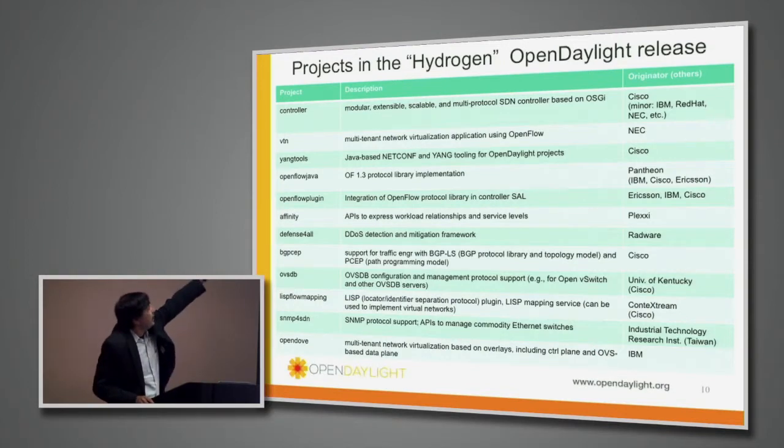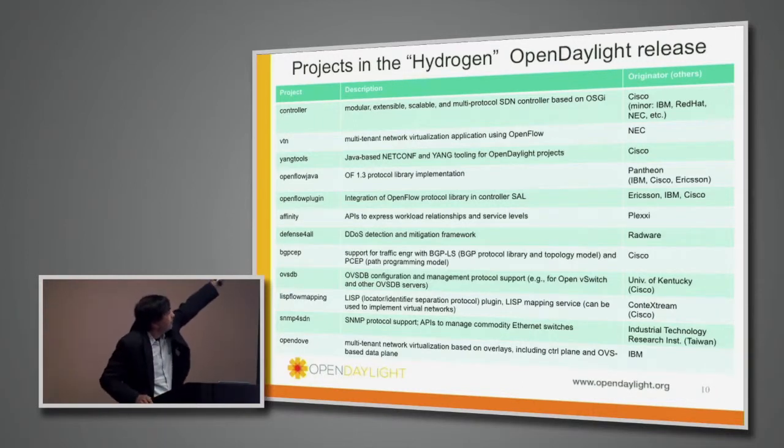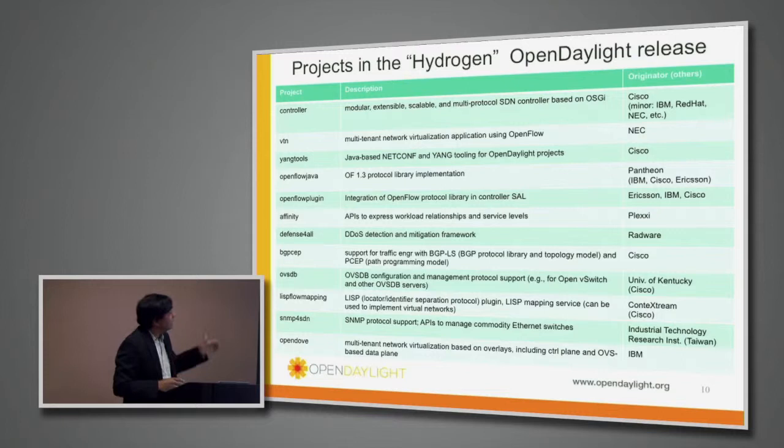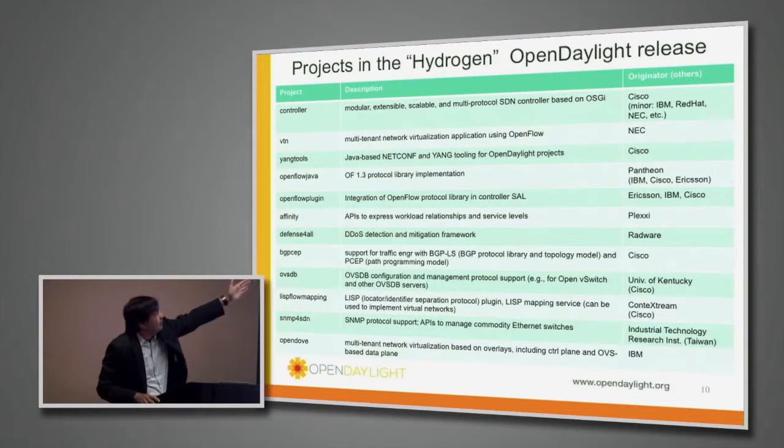So in December, we will have obviously the controller, which is a key component, an enabling component. But then there's a set of applications, things like the VTN application that NEC is bringing forward, things like OpenDove that IBM is bringing forward, the Defense for All that Radware is bringing forward. These are all things which are going to be running as applications on top of the controller, integrated in with the controller. And a set of southbound interfaces, so things like different flavors of OpenFlow southbound, OVSDB, a variety of other things.